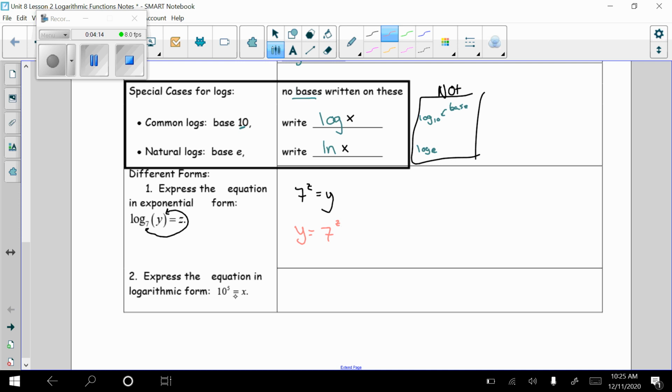Okay. On this next one, we're going to go the other way again. The base here is the same as the base of our log. We don't put log base 10, so we just write log of x is equal to the exponent. A log is equal to an exponent every single time. So log base x is equal to 5. So that's how you would switch these back and forth. Okay, so the base is the same in your log and in your exponent.